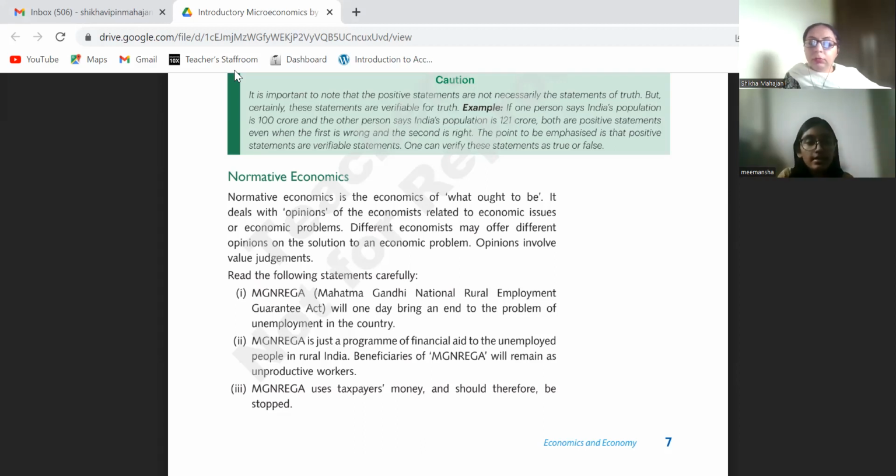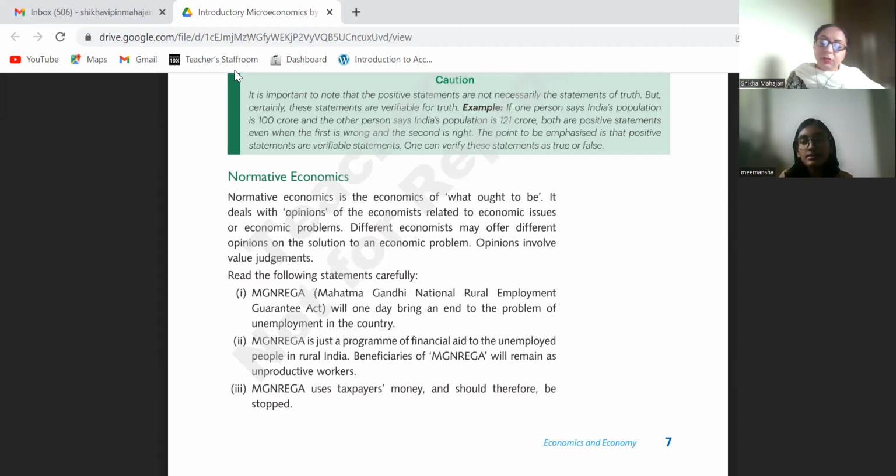So MGNREGA, it's also called Manrega. Manrega will one day bring an end to the problem of unemployment in the country. Manrega is just a program of financial aid to the unemployed people in rural areas. Beneficiaries of Manrega will remain as unproductive workers. Then Manrega uses taxpayers' money and should therefore be stopped.